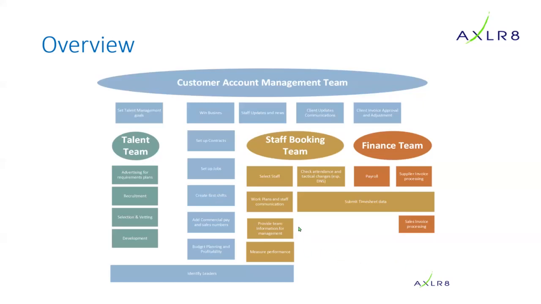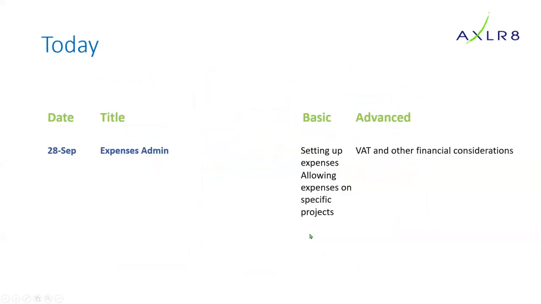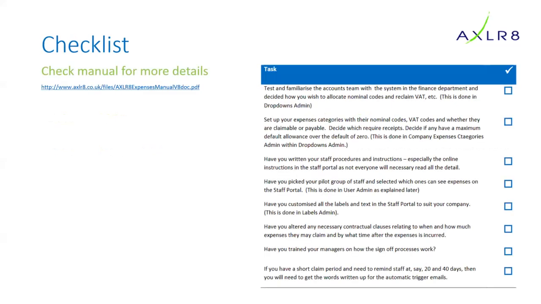So we're going to take a look today at setting up expenses, how you allow expenses, VAT and other financial housekeeping. And we're going to have a look at some examples of setting expenses to be allowed on specific projects, not others, and see what then happens when we actually look at the app. As with all of these things, if you set up a financial mechanism in your company, you'll be aware that preparation is absolutely everything.